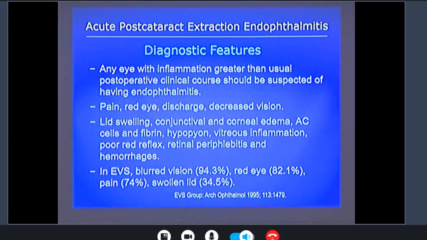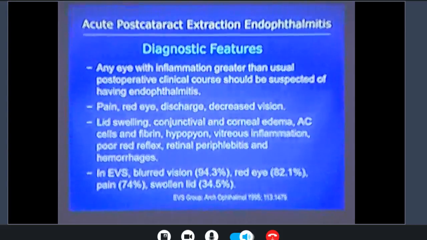So the diagnostic features: we always say that in the emergency room, any eye with inflammation greater than usual in the postoperative clinical course should be suspected of endophthalmitis. Don't allow a patient to leave the emergency room who comes a few days after cataract surgery with a fibrinous reaction to hypopyon, even if you see a red reflex. This is not usual. Any inflammation which is more than expected should be suspected as endophthalmitis. And if you want to observe the patient, the observation should be over hours, not days. Don't send the patient home and bring him back next day.